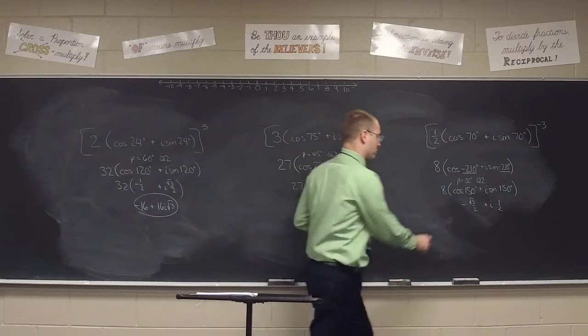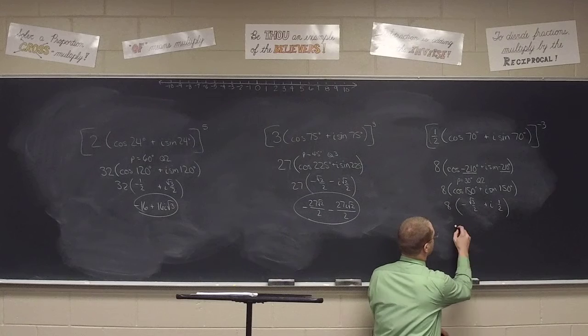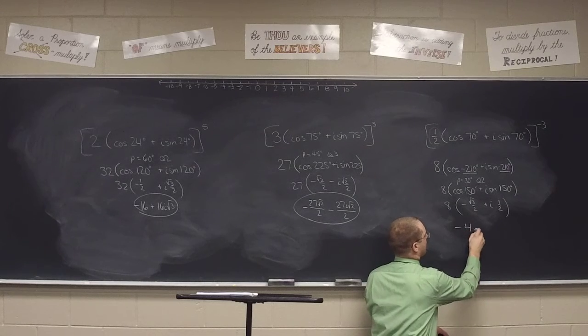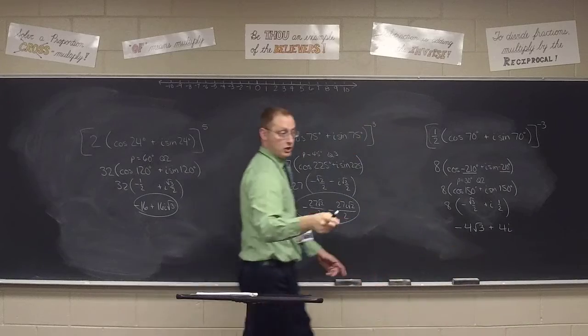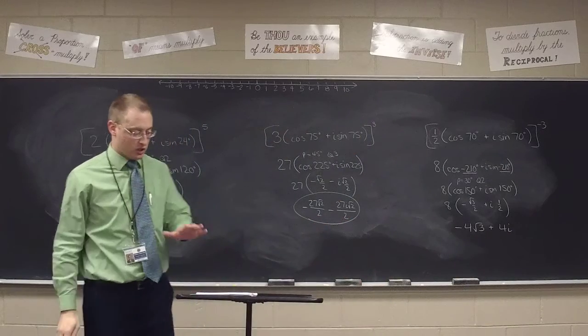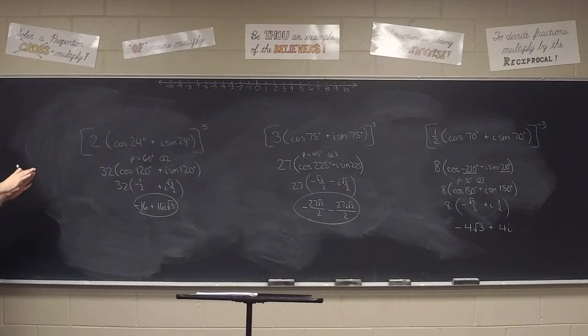All right, and then of course we'll distribute the 8 to get negative 4 times the square root of 3 plus 4i. And there we go. And good to go on that one as well. All right, questions on DeMoivre's theorem as it relates to raising to powers?